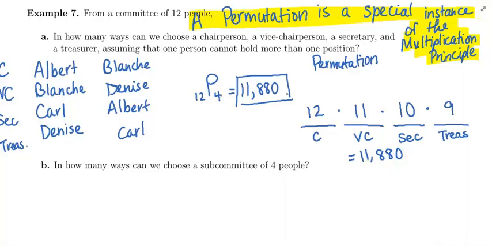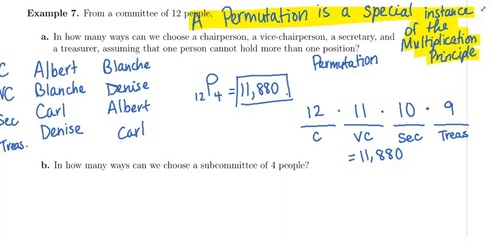Important. Let's move on to part B. Part B is going to be a little bit different. We're not exactly assigning titles. Hopefully you've realized from this problem and a couple of the other ones we worked so far that if you're assigning titles or positions, that makes it a permutation. The order matters because if you change the order, it changes who gets what title or what position. And so the order has an impact and that makes it a permutation.